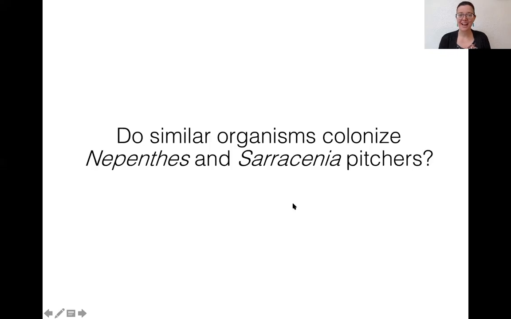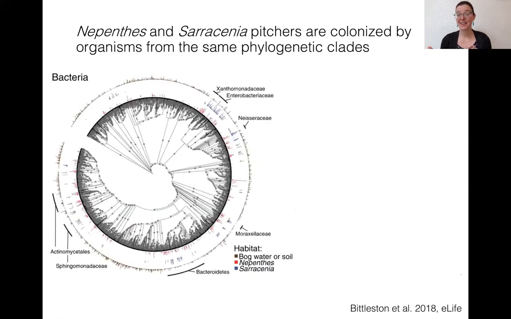And once we had our data, we were wondering if similar organisms colonize both the Nepenthes and the Sarracenia pitchers, even though they're found on opposite sides of the world. We found that there are similar organisms colonizing them.